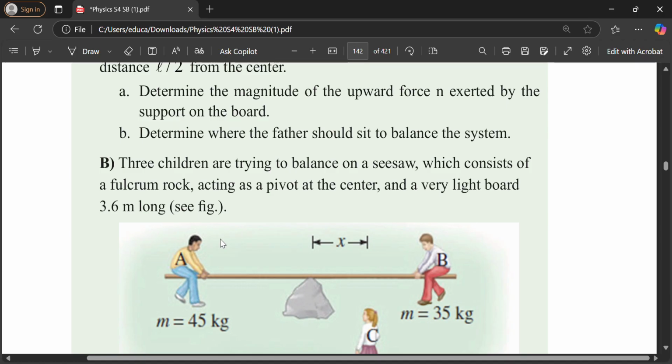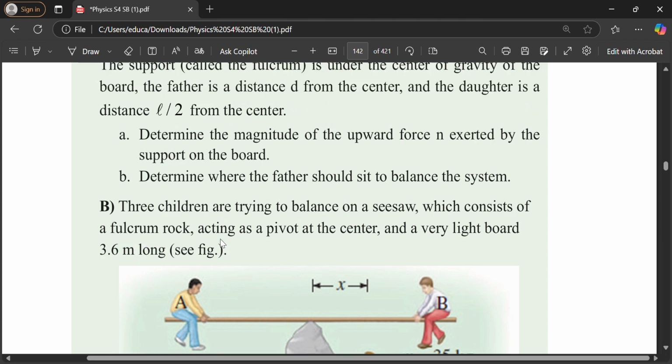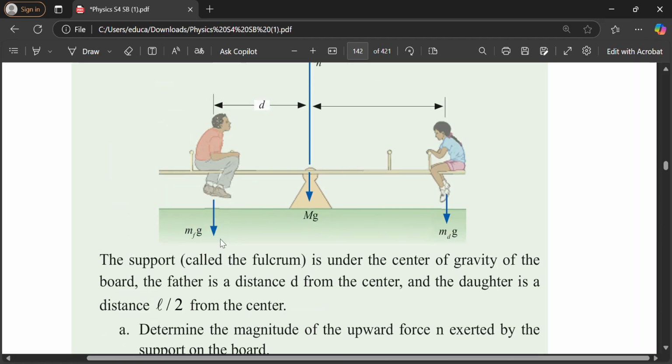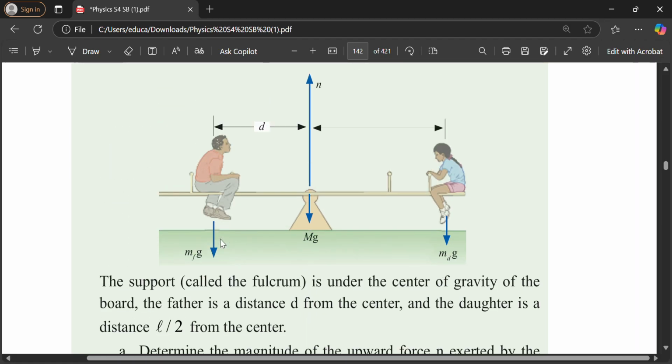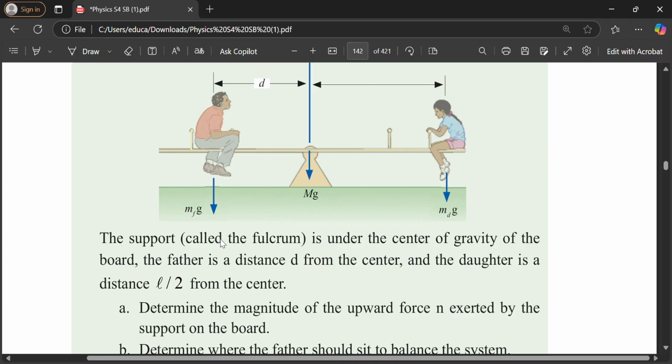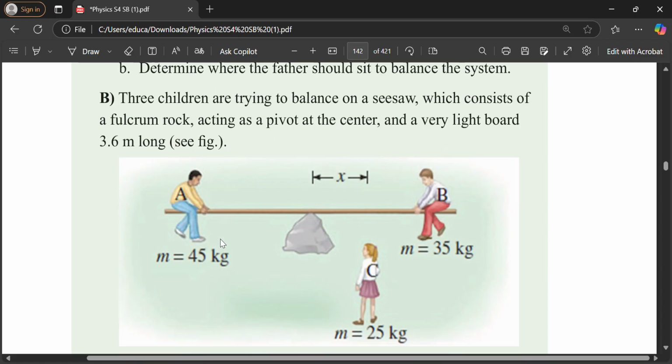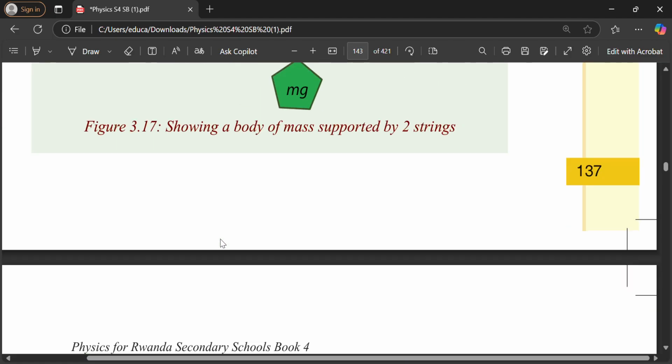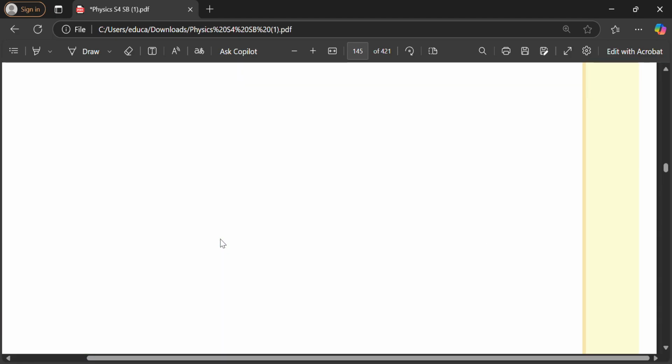First of all, the center of gravity batubwiye distance ya father uko ingana. Aho father ari ni kuri d, aho umwana we ari ni kuri L/2, hanyuma tukagira center nyine of gravity, ubwo ni mu 1/2 kino board, sibyo?